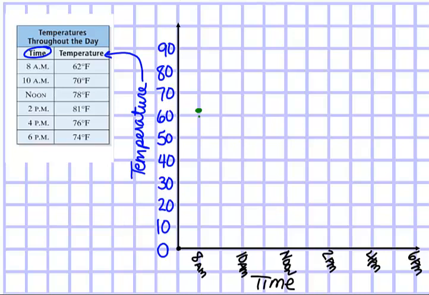That's a little bit above 60. At 10 a.m., it was 70 degrees. At noon, 78 degrees, a little bit below 80. At 2 p.m. is 81 degrees. At 4 p.m., 76 degrees, so that's a little bit above halfway. And at 6 p.m., 74 degrees, so a little bit below halfway. Now you're going to take your straight edge, your ruler, and connect each one of the dots individually. This gives us an idea of how the temperature went up and down during that day.